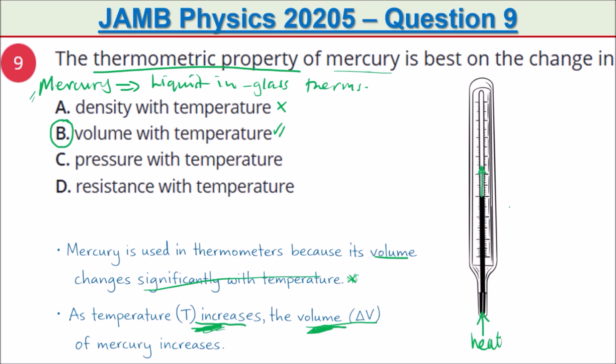When the temperature decreases, it will move in the opposite direction, it will move downwards. Why? It's contracting and the volume is reducing. So the thermometric property is the linear change in volume with the temperature. That's how we ended up selecting B, discarding A, C, and D.